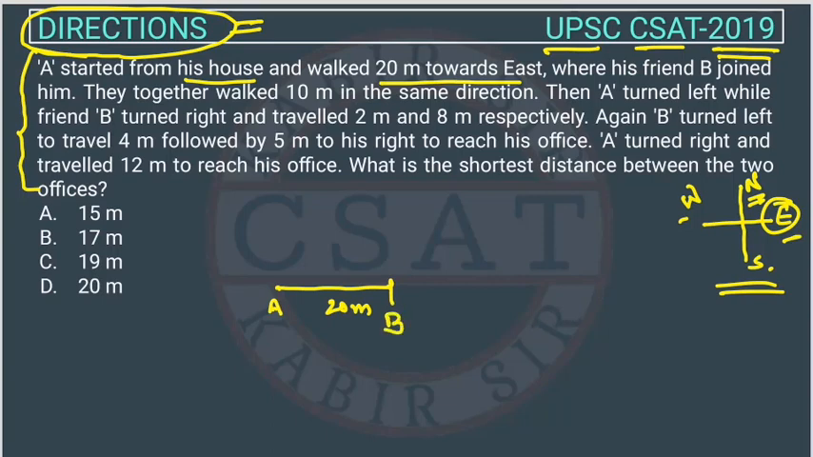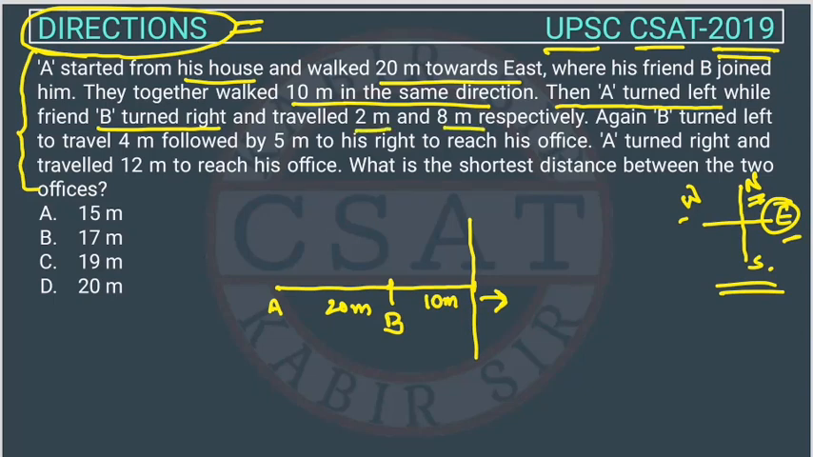Okay, they together walk 10 meters in the same direction. In the same direction means they are moving east only. So this is 10 meters and they are reaching here. Then they turn. A is facing east, and A takes a turn on the left. So left will be this side. And B is also facing east, and B takes a turn on the right. So the right will be this side. And they travel 2 meters and 8 meters respectively. So this will be 2 meters and this will be 8 meters.